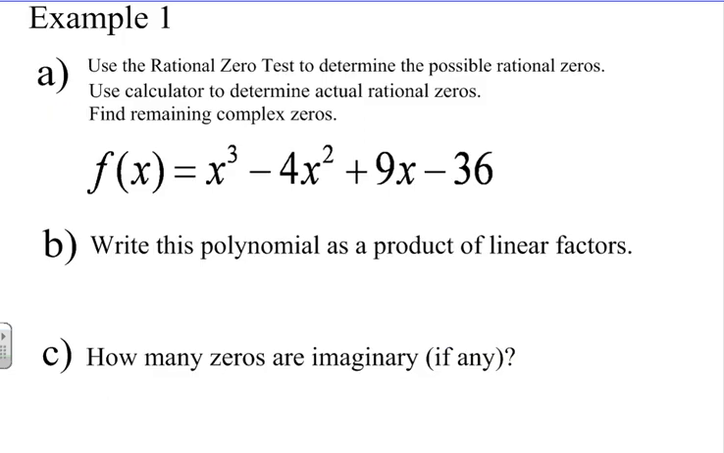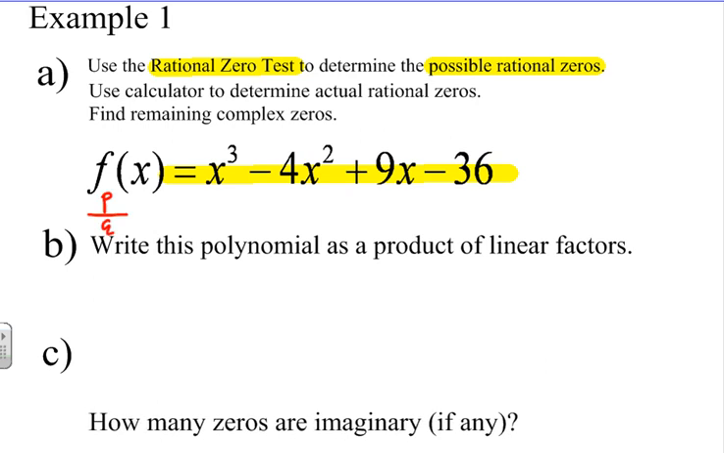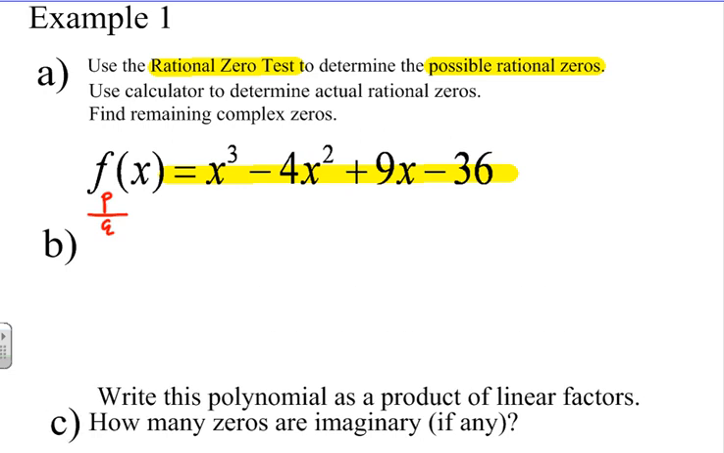Here's an example. We have a polynomial: x cubed minus 4x squared plus 9x minus 6. And we're going to use the rational zero test to determine the possible rational zeros. That means real fractional zeros, not irrational. We're going to do this by using P over Q. We're going to take P over Q.